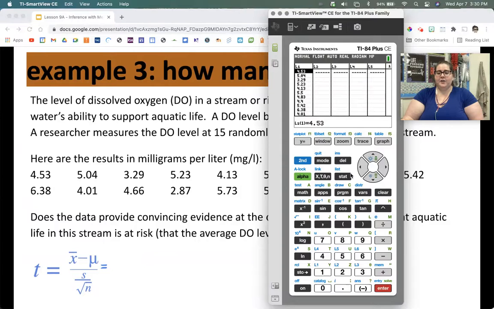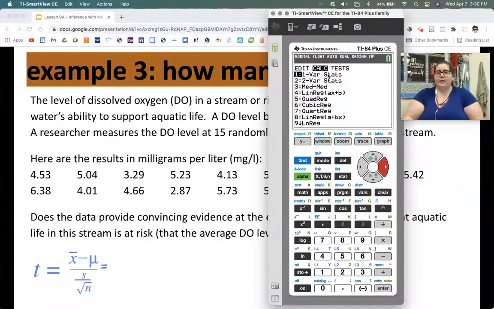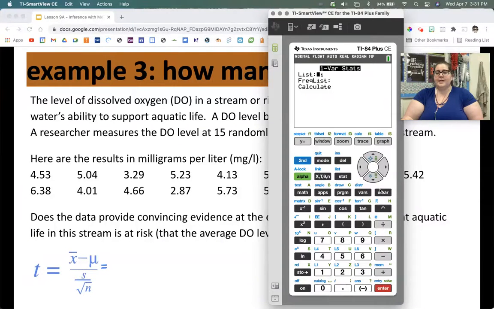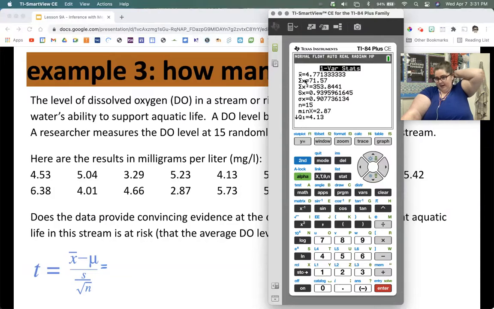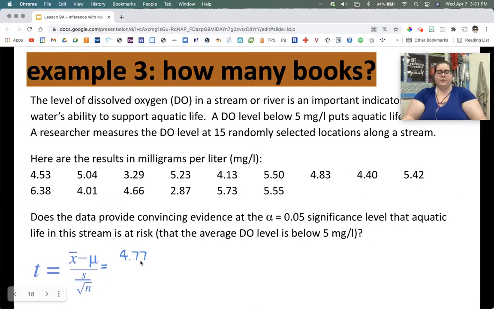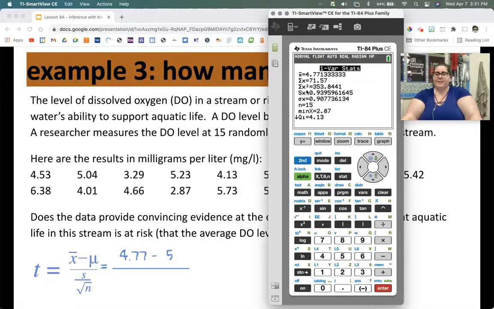So one thing that I could do is I could go to STAT and then CALC and then 1-Var Stats. Right? There's 1-Var Stats. I'm going to have it use L1 because that's where my data is, and then calculate. And then x bar is our sample mean. So there you go. Sample mean is 4.77 minus mu. Remember my null hypothesis mean was 5. So I'm going to put 5 there. And then on the bottom we have s over square root of n. So s is our sample standard deviation. So Sx, which is 0.94.